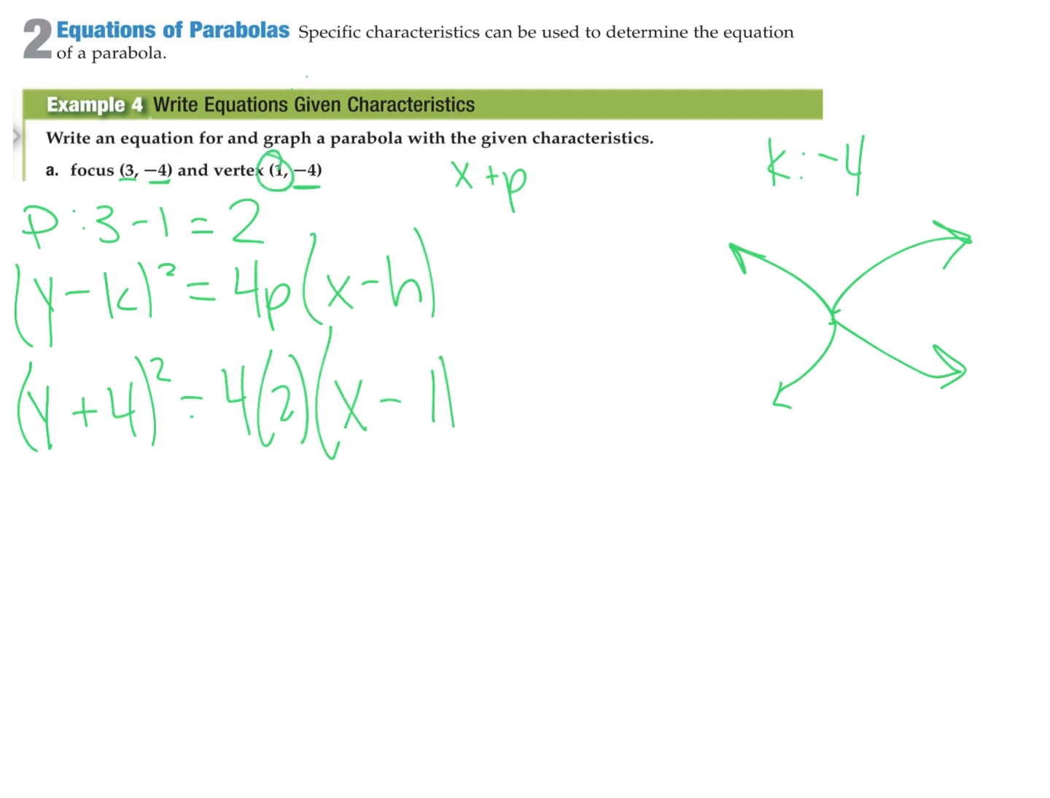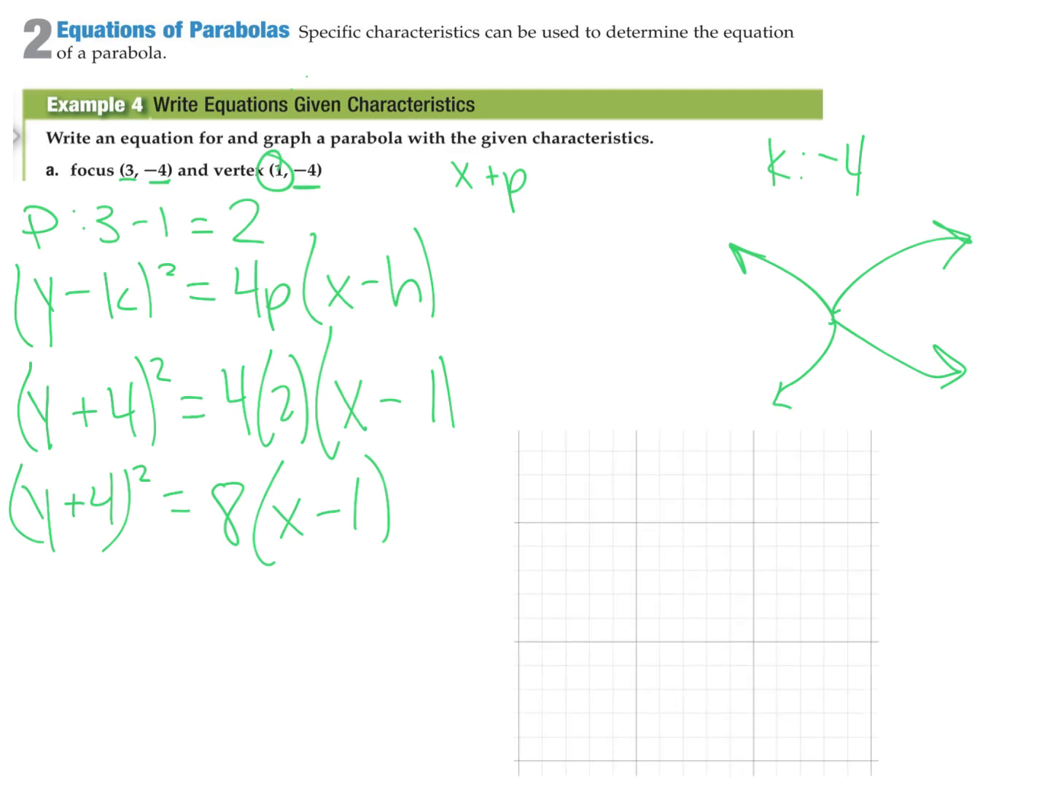Now we'll just go ahead and simplify. And we have y plus 4 squared equals 8 times x minus 1. So that right there is our equation. As easy as it seems, that's what it is. Then we're going to go ahead and graph it.